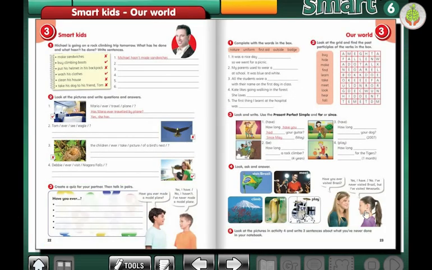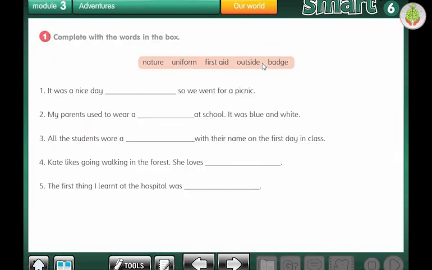Alright, page 23, the last page we're going to solve today. Complete with the words in the box. We have nature, uniform, first aid, outside, badge. Number 1, it was a nice day. So we went for a picnic. It was a nice day. Nice day what? Outside. Very good. It was a nice day outside.